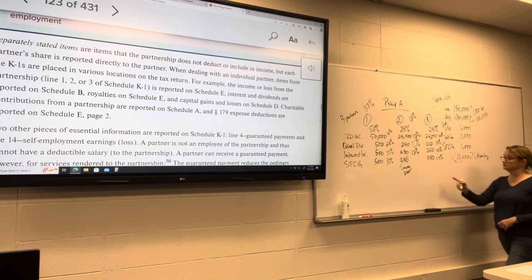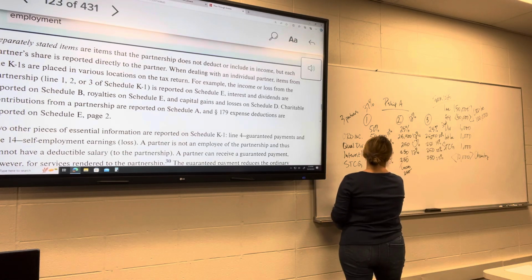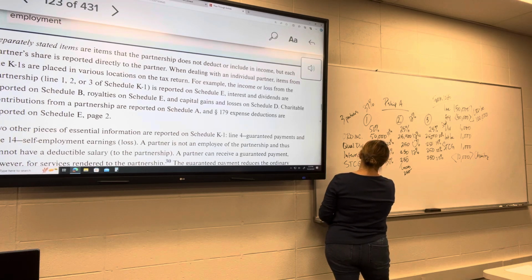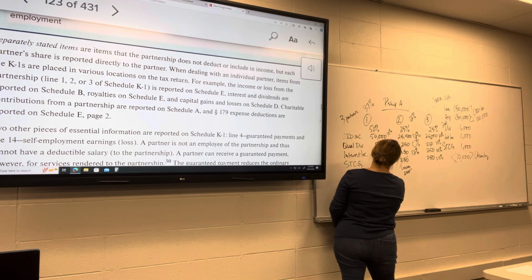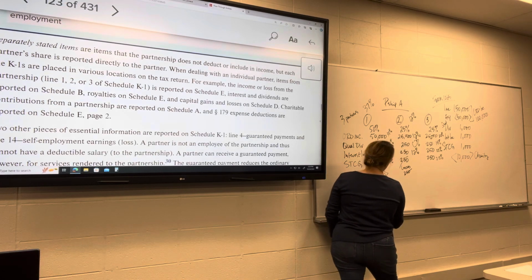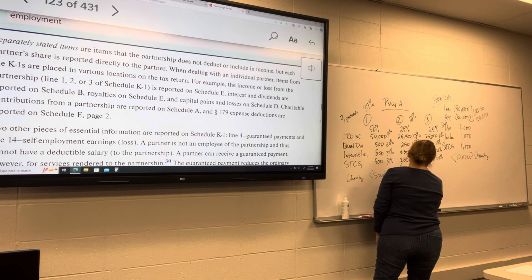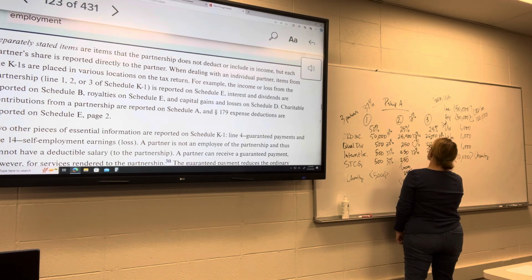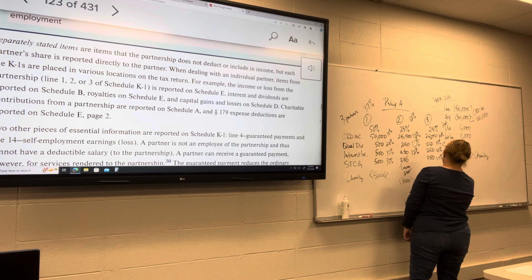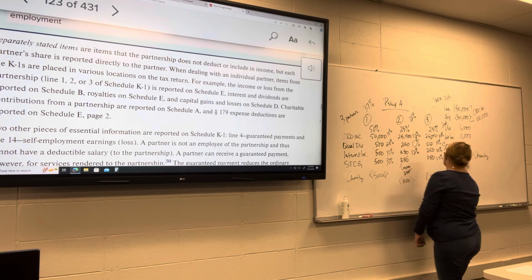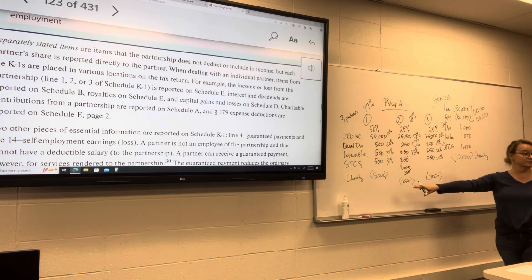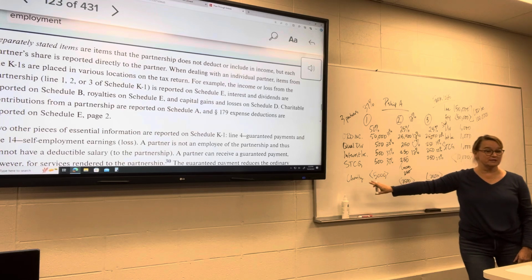Well, that deduction is going to flow through to each of them. So charity, partner A gets a $5,000 deduction, $2,500 and $2,500 deduction for charity. That passes through to each of the partners based on their ownership percentage as well.